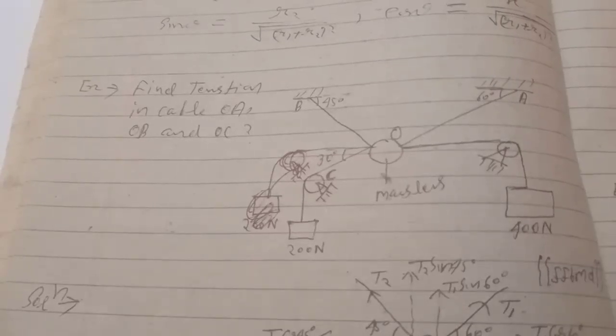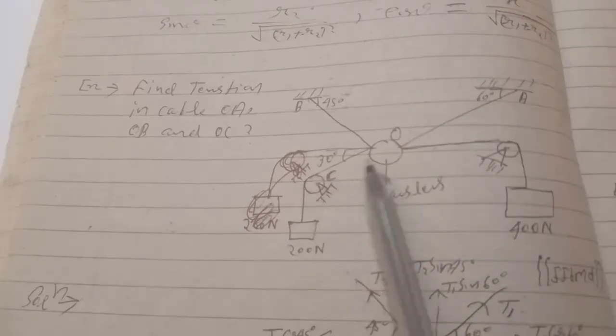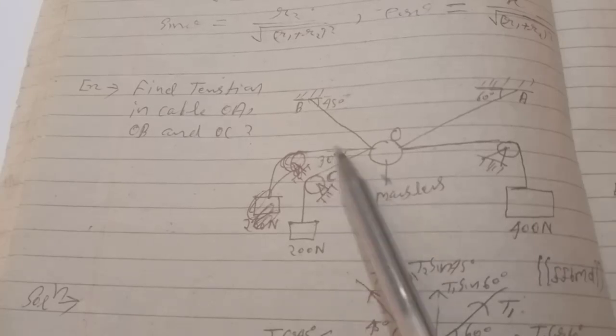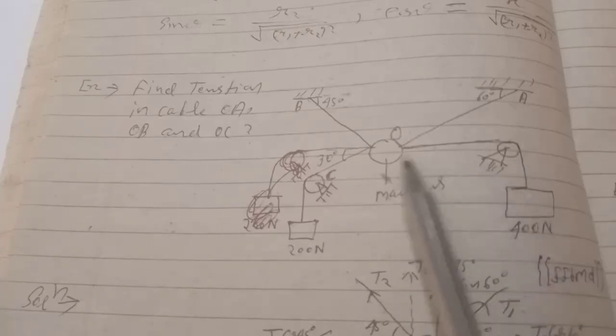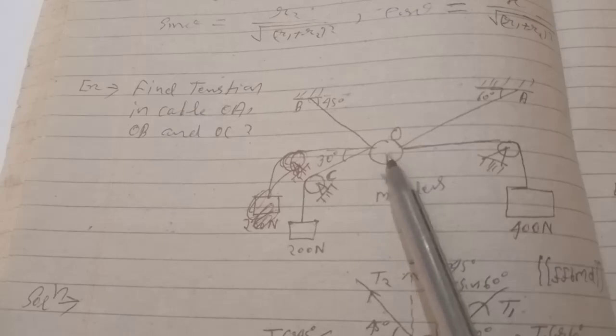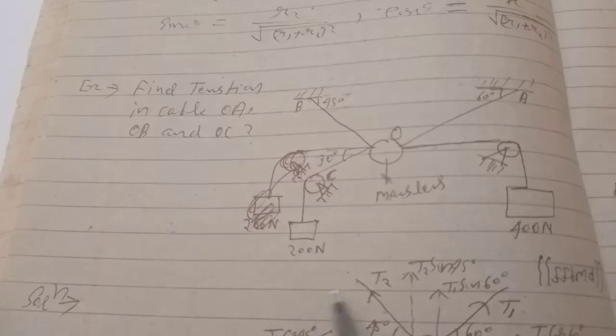From the question, we are asked to find the tension in cables OA, OB, and OC in the different situation shown. This is 30 degrees, this is 45 degrees, this is 60 degrees, this is a pulley, and this is a massless contact, or a point where all these cables are joined. This weight is given as 1400 newton, and this weight is given as 200 newton.